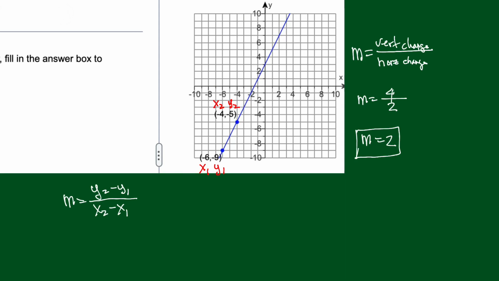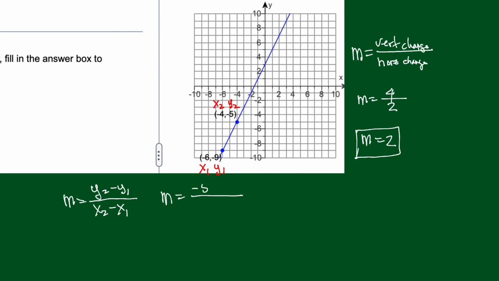All right, so now when I substitute these values in, I'll get m equals, okay, what's the formula say? Second y minus first y. Now look at my picture over here. My second y is hard to see. It's -5. First y is -9. Be careful. It's hard to see on that graph there.